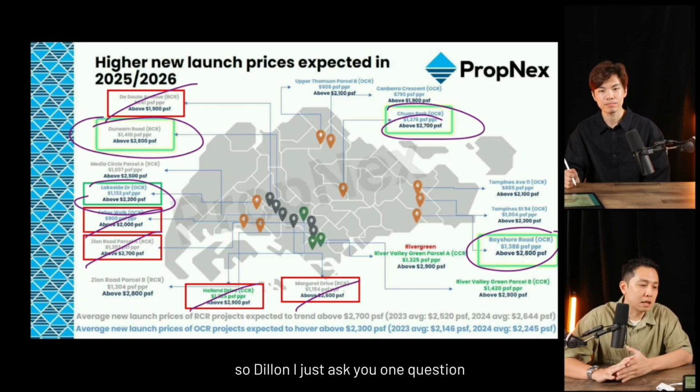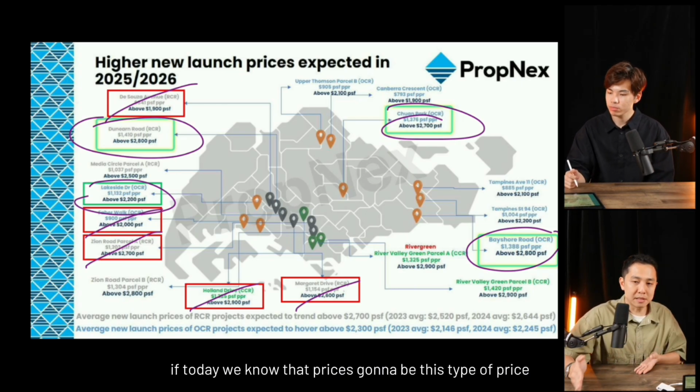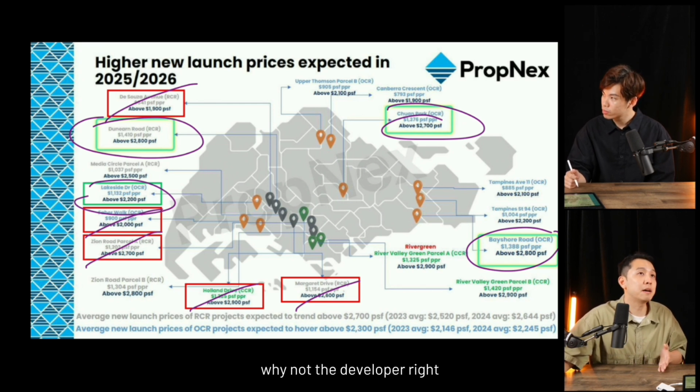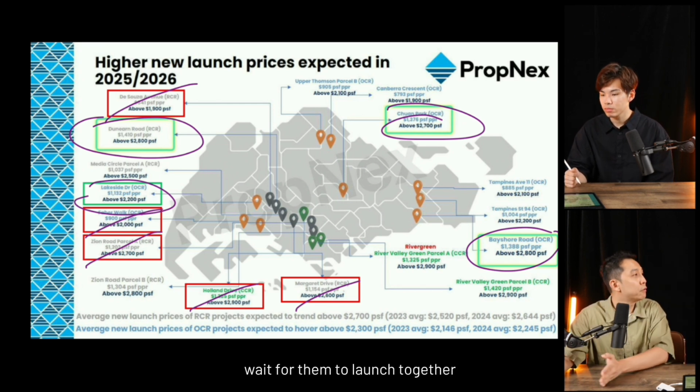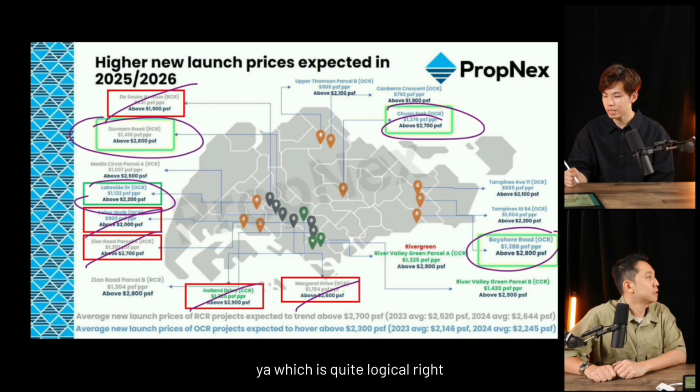So Dillon, I just ask you one question. I think people will ask, if today we know that price is going to be this type of price, like in 2026, like Bayshore going to launch at 2728, right? Why not the developer, in a better area, wait for them to launch together? We can see how expensive. Actually, that's a very good question. Yeah, which is quite logical, right?